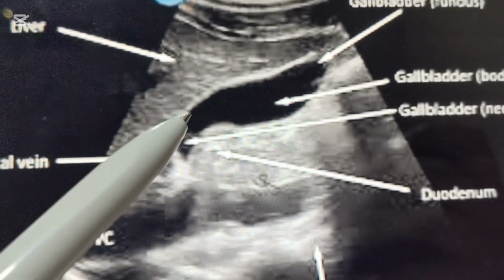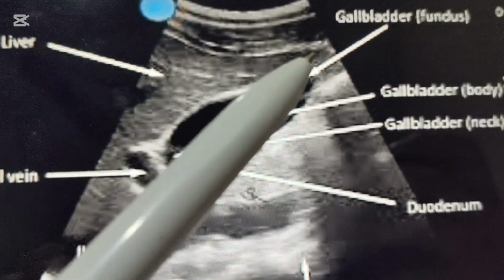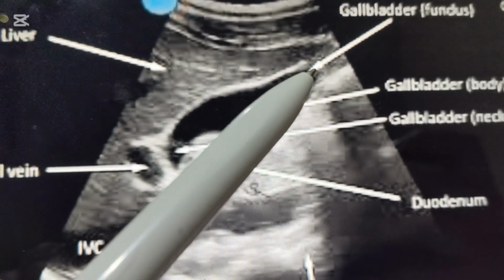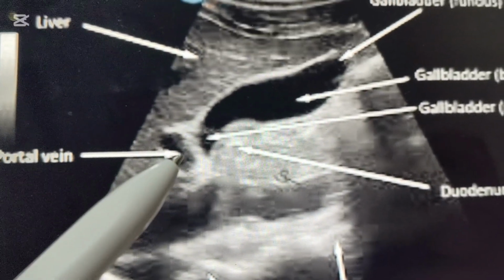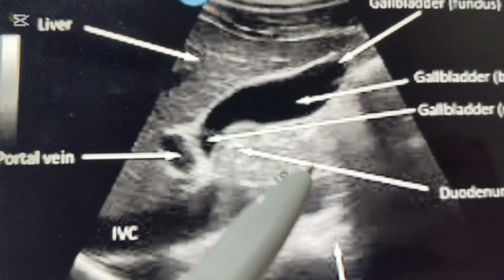This is normal gallbladder. This is fundus of gallbladder. This is body and this is neck. This is a portal vein, inferior vena cava and duodenum.